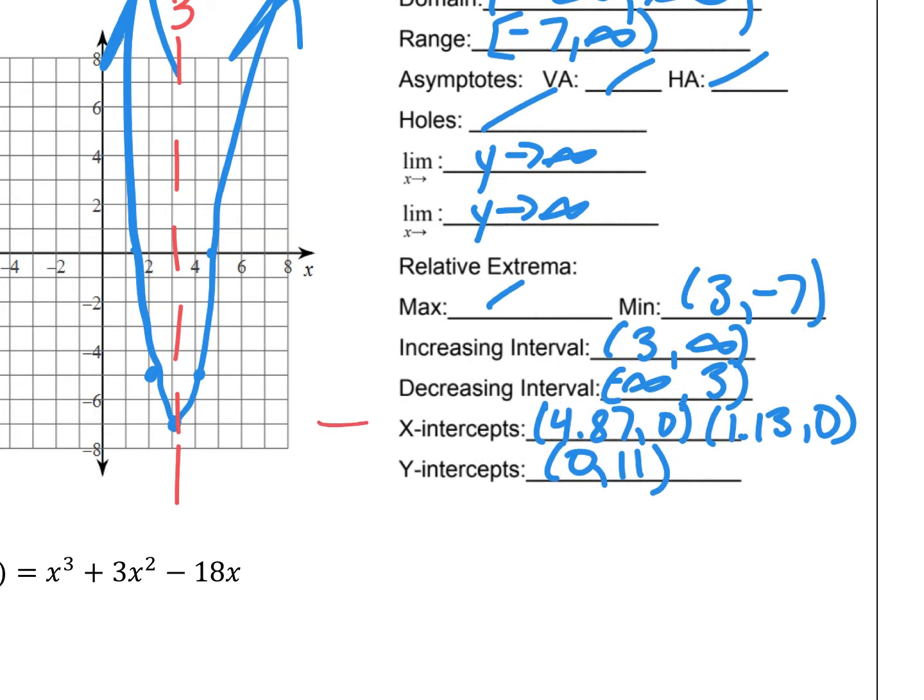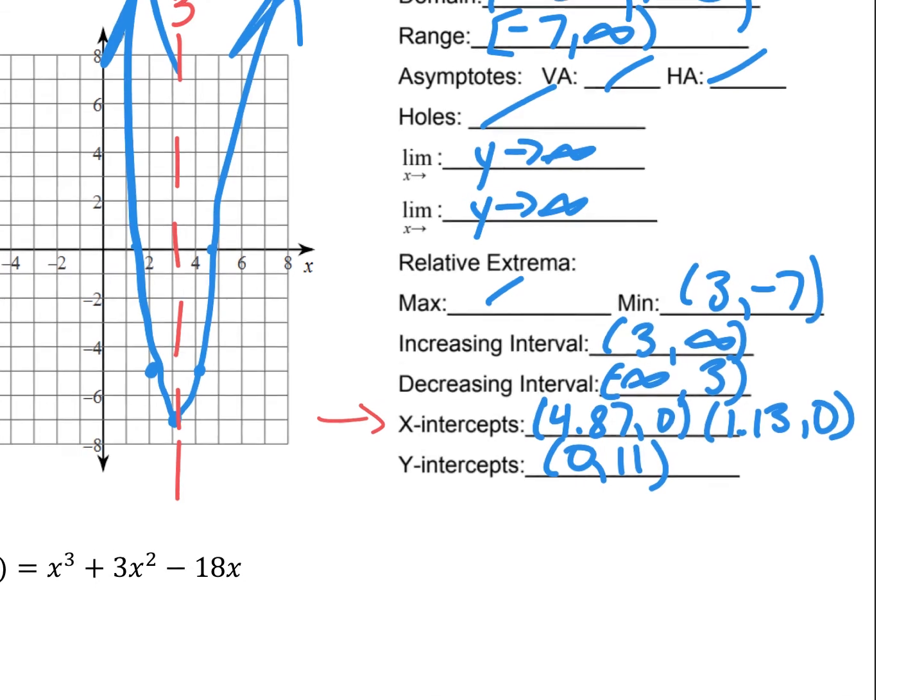One thing, too, to be clear on, x-intercepts are also called zeros, right? So if you see that on the EOC, don't freak out. We know what that means. It's the same thing as an x-intercept.